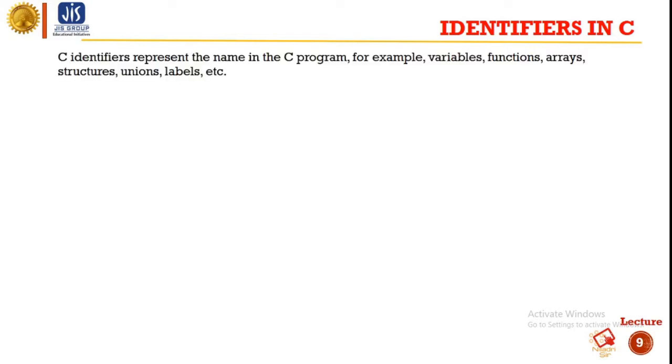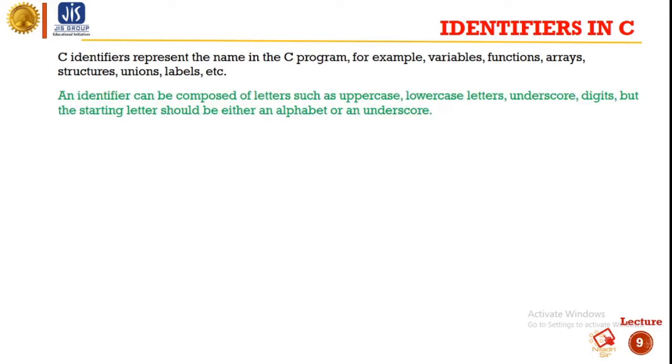So C identifiers represent a name in the C program, for example, variables, functions, arrays, structures, unions, labels, etc. An identifier can be composed of letters, uppercase and lowercase, underscores, and digits. But the starting character should be either an alphabet or an underscore. We cannot start an identifier with a digit.